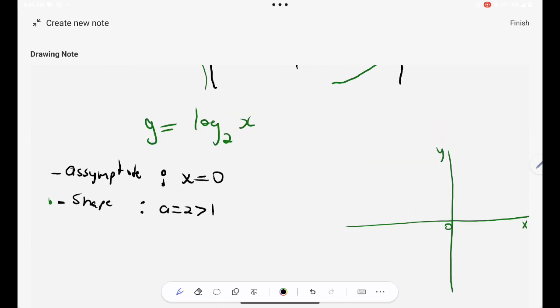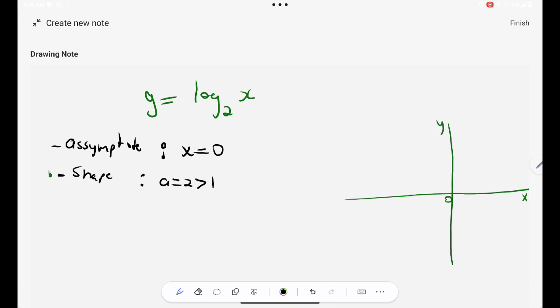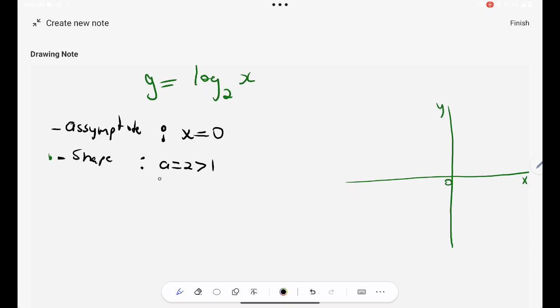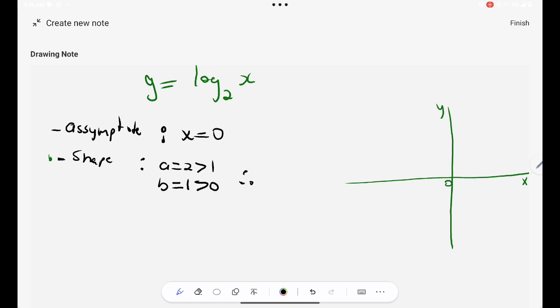So b is a number that is always multiplying x. Right, together. So b is equal to 1, which is a positive number. So therefore the shape of my graph should be increasing like this. Are we together?